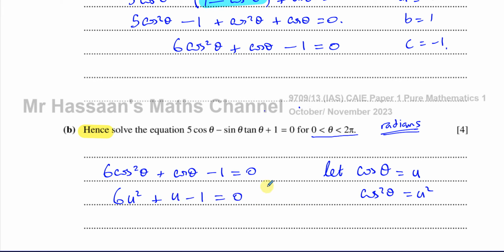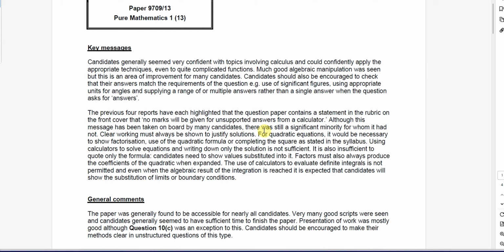Now, one really important point. A lot of students will now just go to their calculator, use the mode for solving equations, and just write down u equals and u equals without showing any steps of how they got there. Now it's really important, and I'm going to show you what the examiner's report for this particular paper said. For example here, it says the previous 4 reports each have highlighted that the question paper contains a statement in the rubric on the front cover that no marks will be given for unsupported answers from a calculator. That's mentioned in the front of the paper.